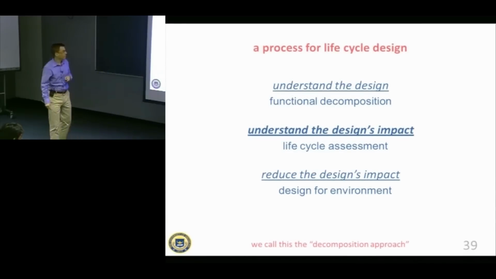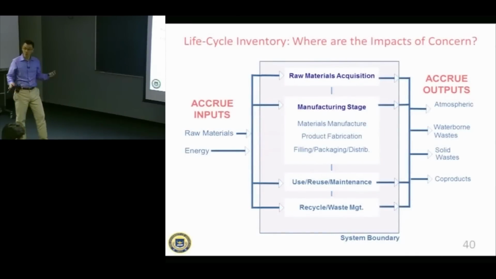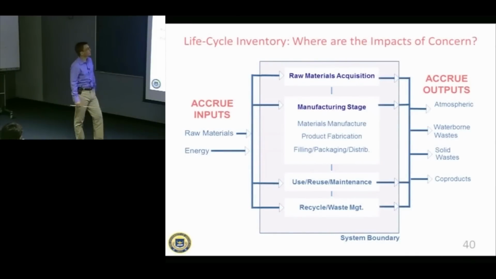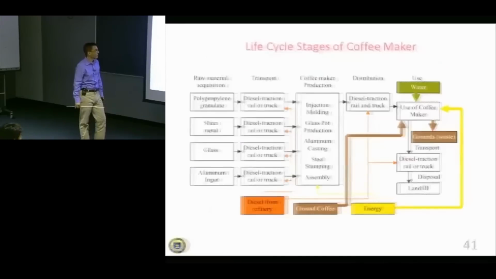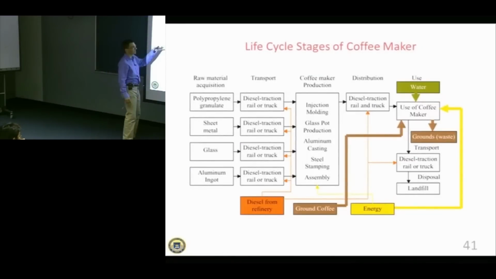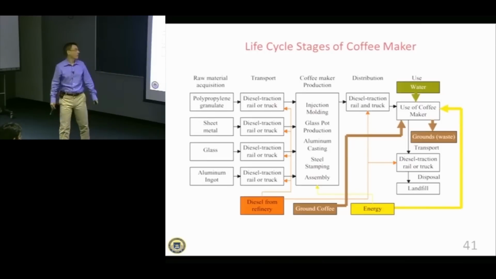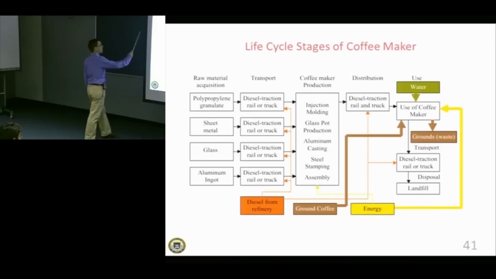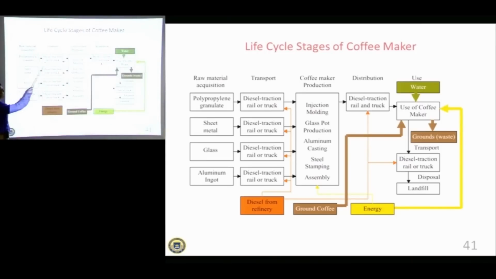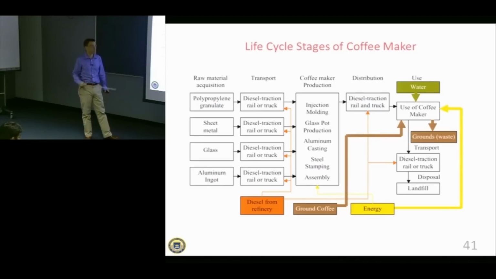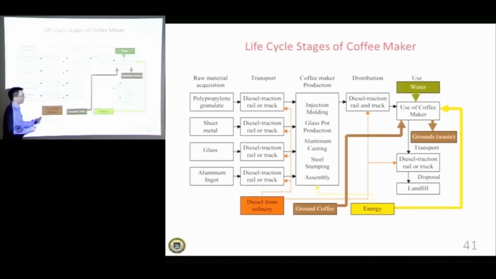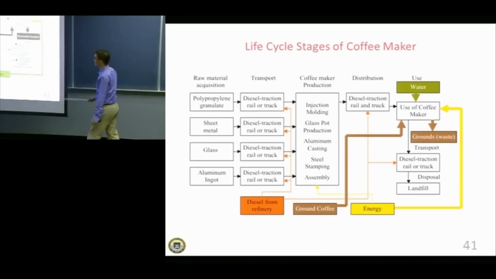This is where we might do a life cycle assessment. We all know what life cycle assessment is. We've talked about it enough times. For the coffee maker now, this is a simplified set of unit processes. We might have the polypropylene coming in, being transported to be injection molded into the housing. We might have glass that's also being transported and finally formed into the shape of a glass jug as part of this coffee maker, and so on.